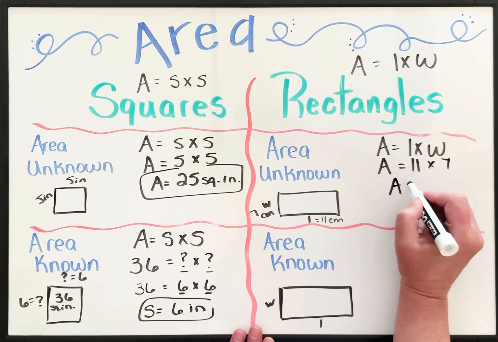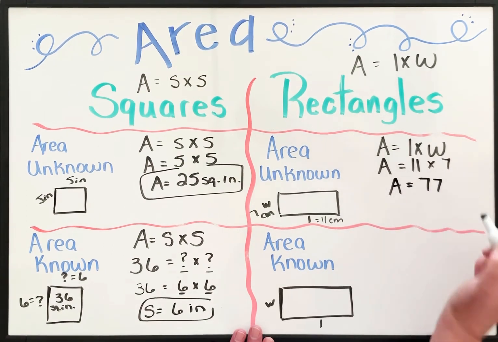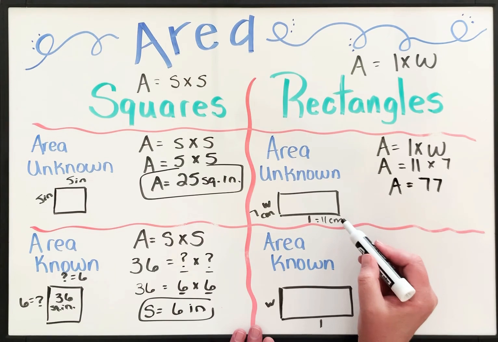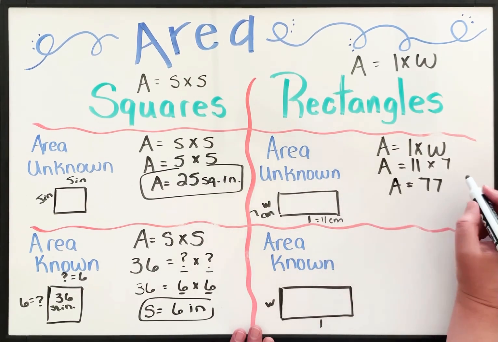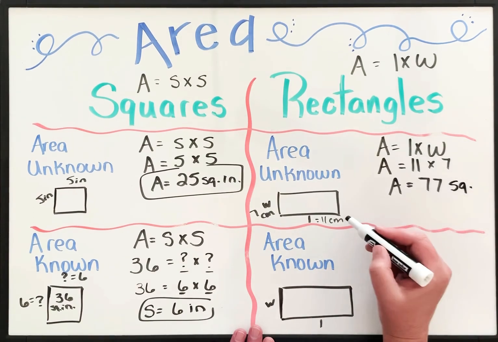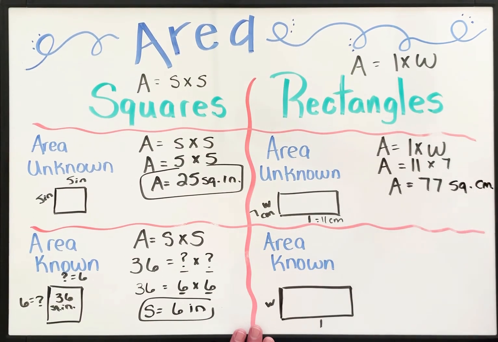I know that 11 times 7 is 77. And since I'm finding area, the inside measure, I know that it is in square units, and I said centimeters. So that was pretty simple. I used my formula to find the area. Now let's talk about area known and if we have a missing part.